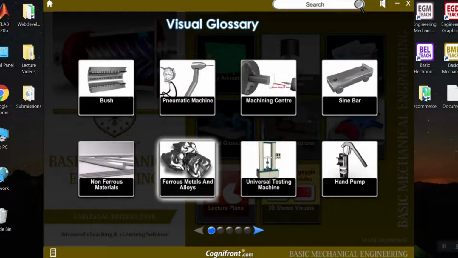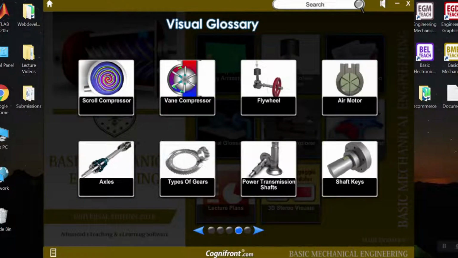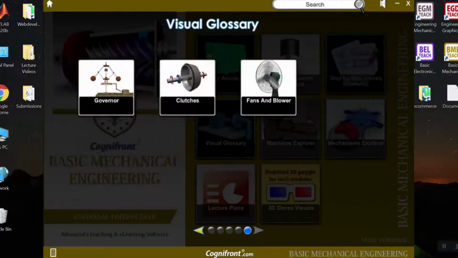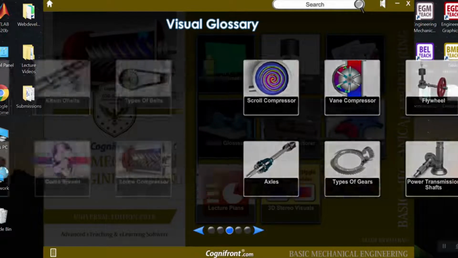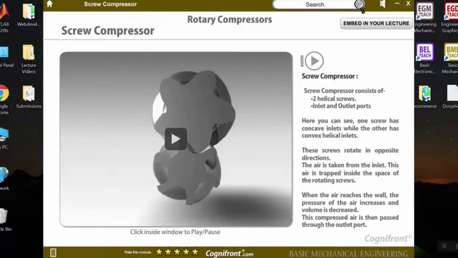Next we have the visual glossary. Here also there are many visual glossaries given. So this section helps the students to visualize these components. I would say the important components of mechanical engineering. So students must know these components. I'll show you one of them. Here, this is a screw compressor. So as you see there is audio, there is a visual animation as well as a glossary given to the right.